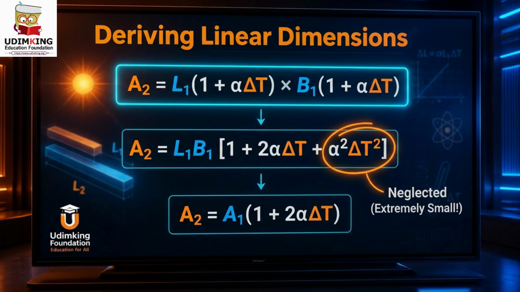With that term removed, our equation simplifies beautifully to A2 equals L1 B1 into the bracket 1 plus 2 alpha delta T. Since L1 B1 is simply our original area, A1, we can write A2 equals A1 into the bracket 1 plus 2 alpha delta T. Let's save this equation right here.